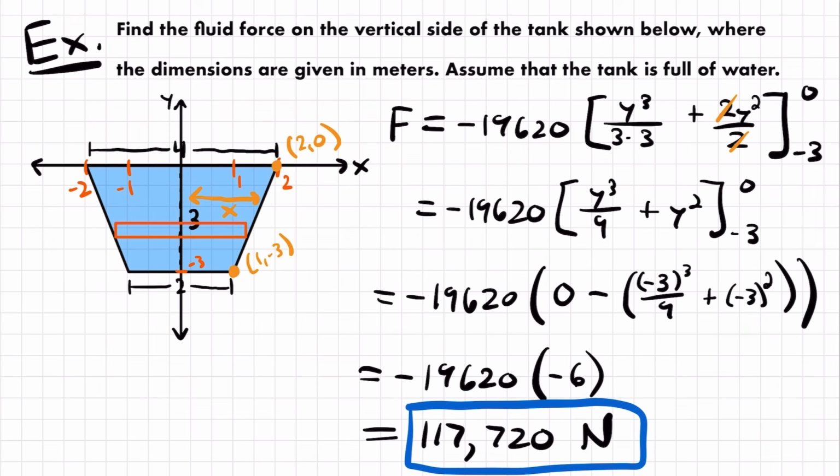Okay, and so hopefully you can see from this example that if the length throughout the entire surface is not constant, and your surface is symmetrical, that you should place the y-axis in the middle and take advantage of that symmetry to easily find the length of your representative rectangles and efficiently set up your definite integral to calculate the fluid force.